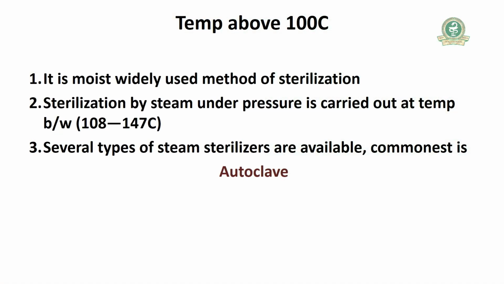Temperature above 100 degrees centigrade. It is the most widely used method of sterilization. Second, sterilization by steam under pressure is carried out at temperatures between 108 to 147 degrees centigrade. Third, several types of steam sterilizer are available. The commonest instrument which we can use above 100 degrees centigrade is known as the autoclave.